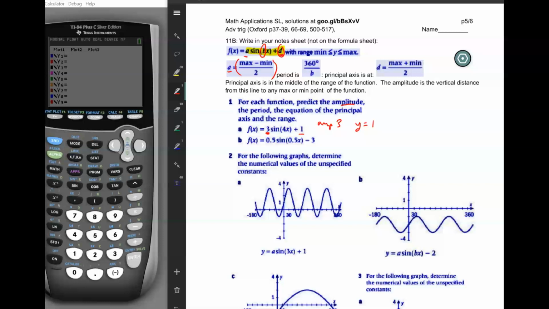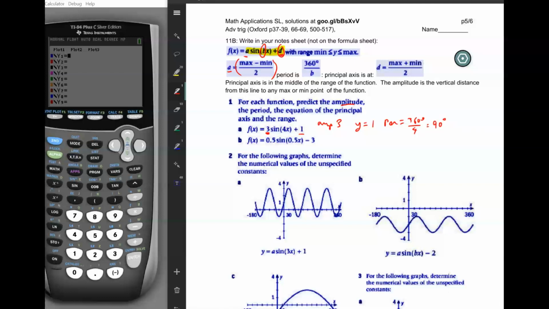And then the next thing it asks for is the period too. So the period, remember, is equal to 360 degrees divided by the b value, which in this case is 4, so it's equal to 90 degrees.